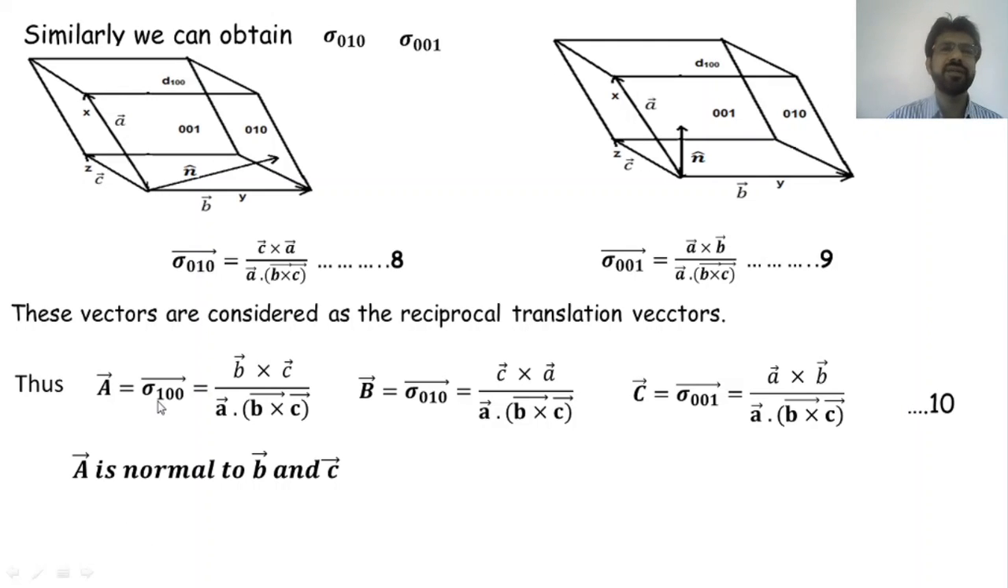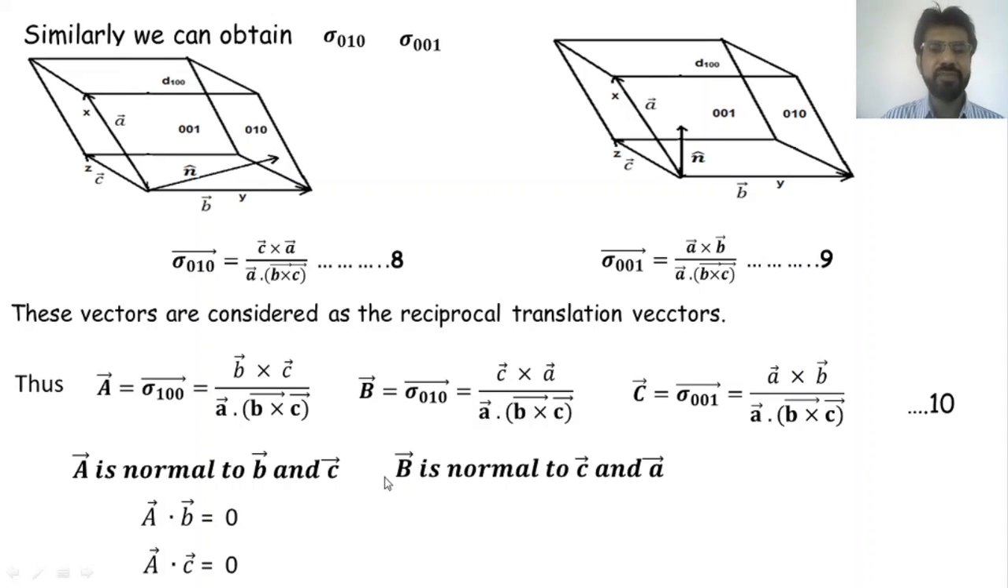Now we can observe that vector a is nothing but the vector sigma 1, the vector which is normal to the plane 1, 0, 0. Therefore, the vector a is normal to the vectors b and c, so we can take the scalar product and it is equal to 0. Now the vector b is normal to the vector c and vector a. Therefore, we can take the scalar product and it is equal to 0.